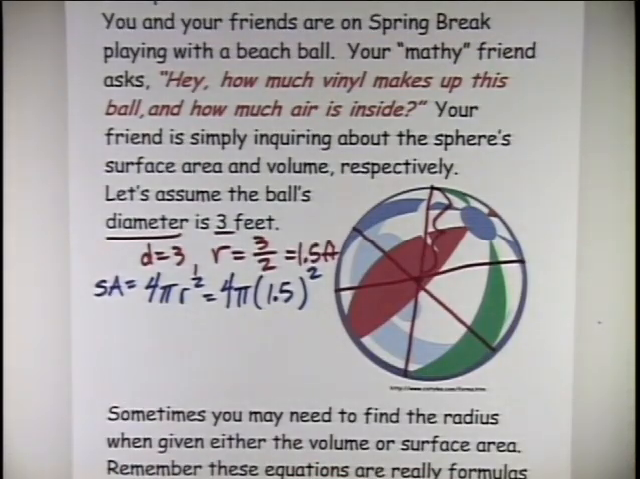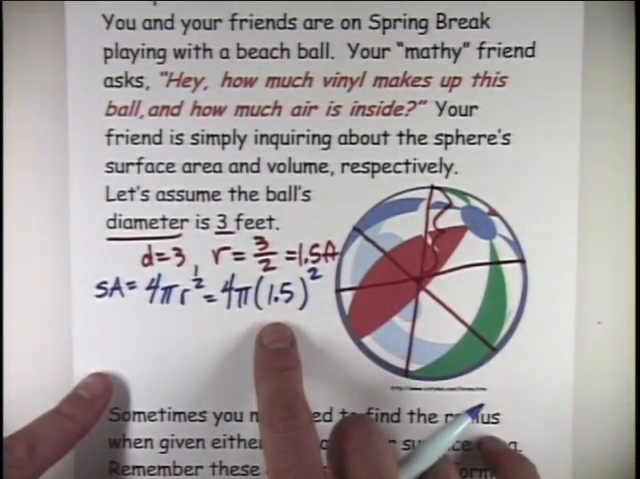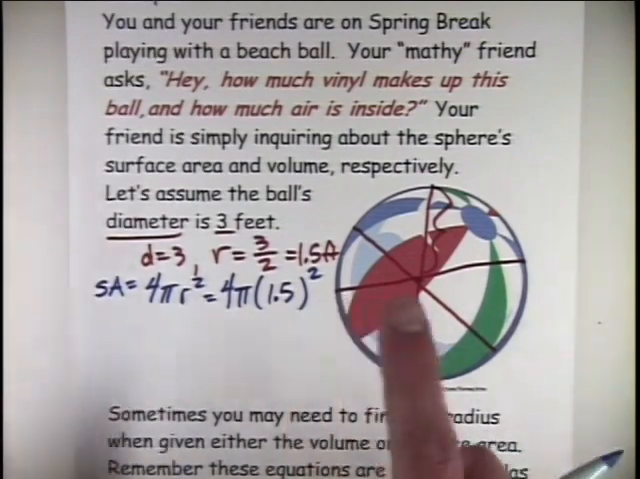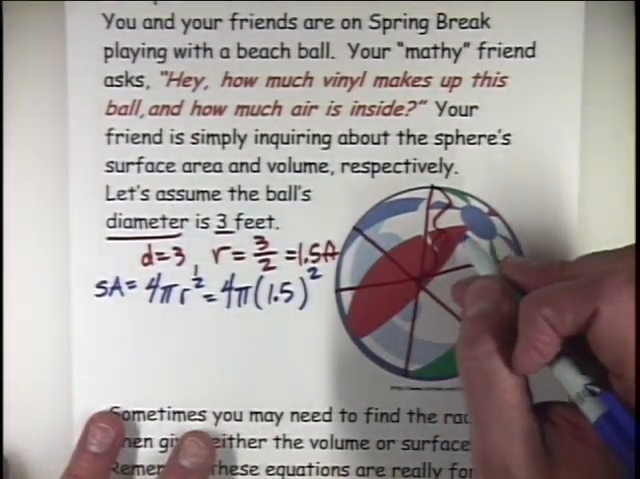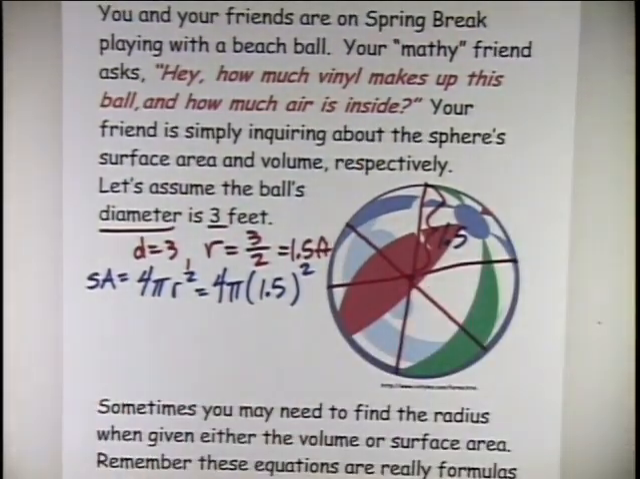About the only mistake you can make up to this point is plugging in a 3 for the diameter instead of finding the radius first. So read very carefully. Drawing pictures and labeling the actual quantities that you're given will help you from doing that. So that's the plug part.